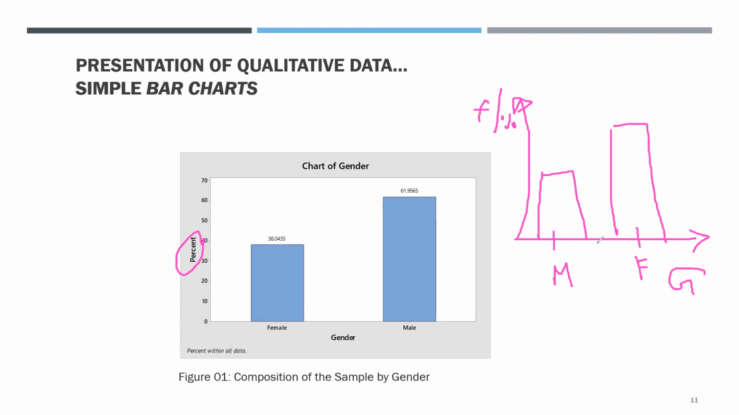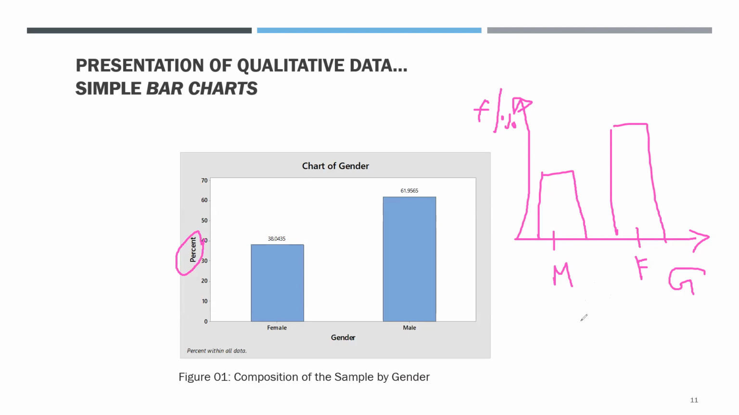Because these are just categories, not continuity. You have to put a space in between these bars. Normally, if you have lots of categories, let's say in some categorical variables there are more than 8 categories. For example, if you have a variable like your leisure time activity, and here you have, let's say, 10 choices.